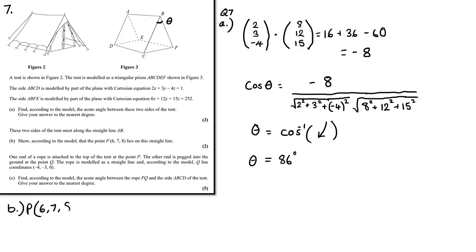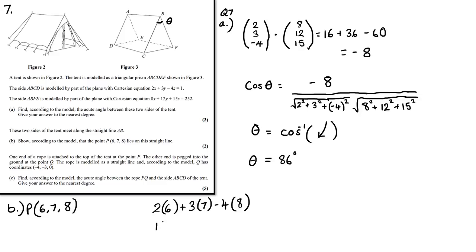How do we do this? Well, in this case, if this point P lies on this straight line, then once I substitute these coordinates of x equals 6, y equals 7, and z equals 8 into both Cartesian equations, it should be equal to this right-hand side value here. Okay, so if we sub that into the first equation, then we get 2 lots of 6 plus 3 lots of 7 minus 4 lots of 8, and this should be equal to 1.